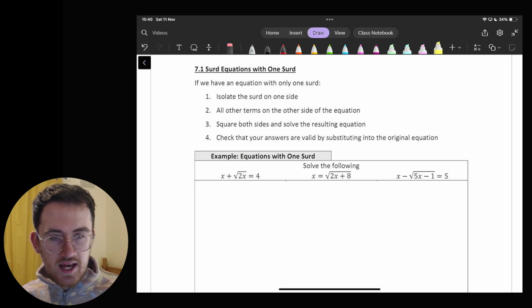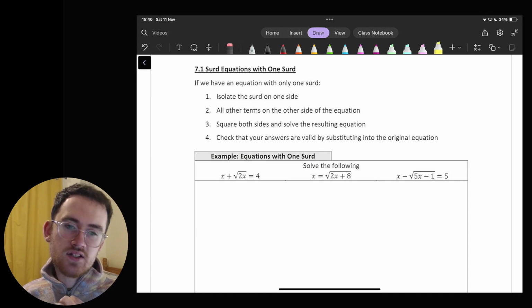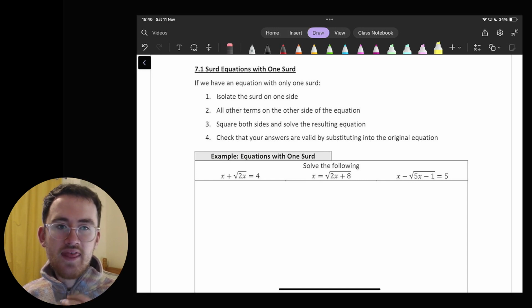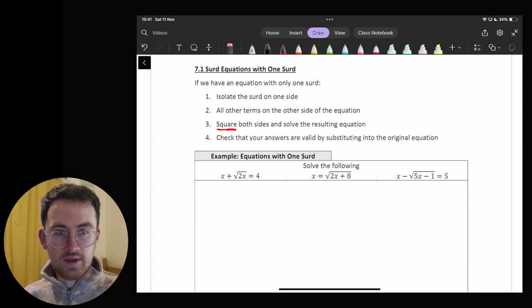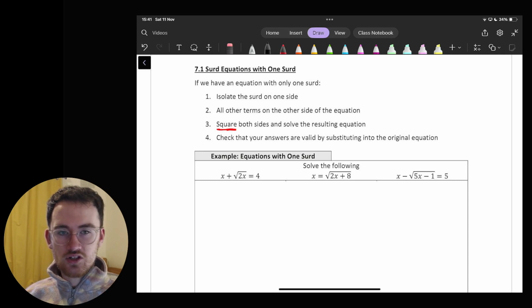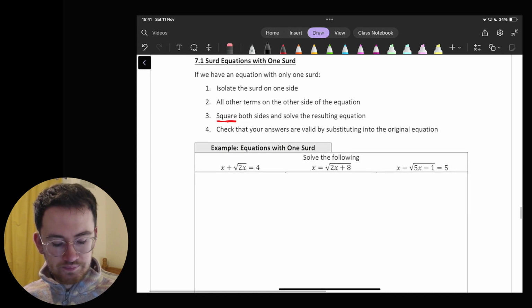The first step is to isolate the surd on one side, on its own. We're going to put everything else to the other side of the equation, and then square both sides. So you can see we have a bit of setup to do before we make use of our squaring, before we make use of that tool that we have. So I'm going to isolate the surd, bring all the terms to the other side, then square both sides, and then check that my answers are valid. Checking that my answers are valid just means making sure they're both allowed, so I sub into the original equation.